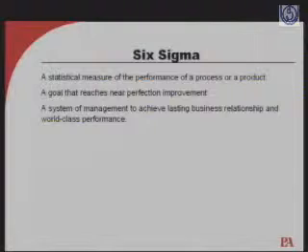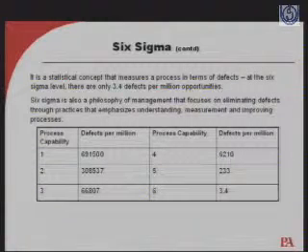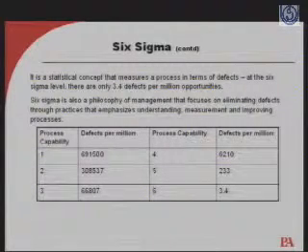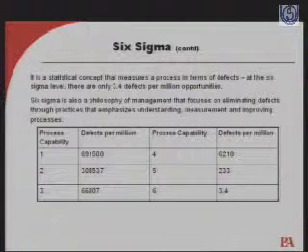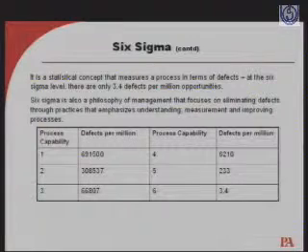Another tool that is very important is called Six Sigma. Six Sigma, what is this? It is a statistical measure of the performance of a process or a product, a goal that reaches near perfection improvement, a system of management to achieve business excellence and world-class performance. Six Sigma is a statistical measure, meaning that if there are 3.4 defects per million opportunities, you have achieved Six Sigma level.